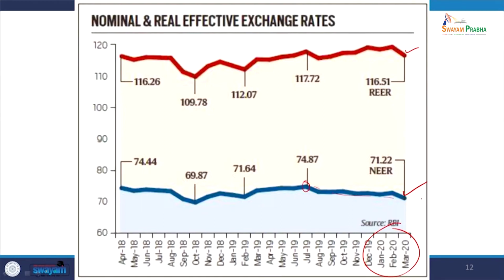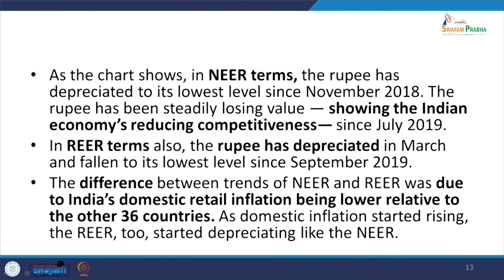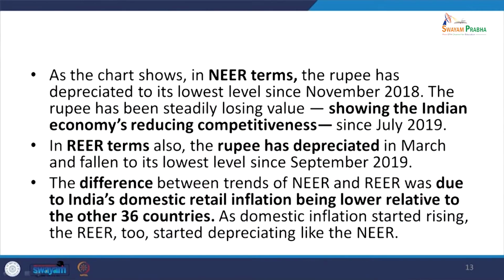It's further reducing. Now, in real terms, the rupee also depreciated in March and fell to its lowest level since September 2019. Coming to the difference between the trends of NEER and REER, it was due to India's domestic retail inflation being lower relative to the other 36 countries. As domestic inflation started rising, the REER also started depreciating like the NEER.